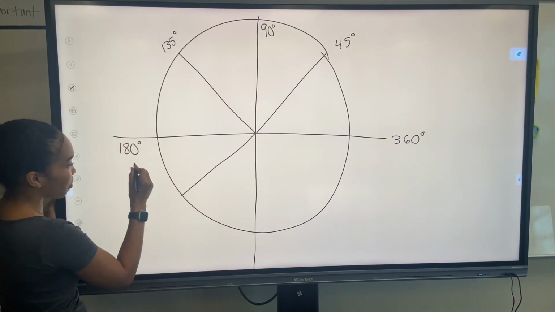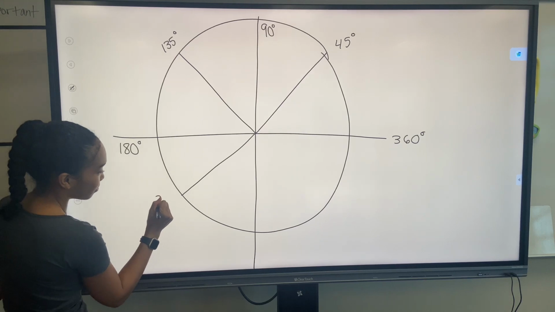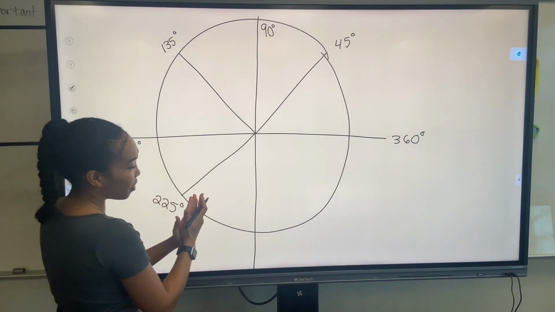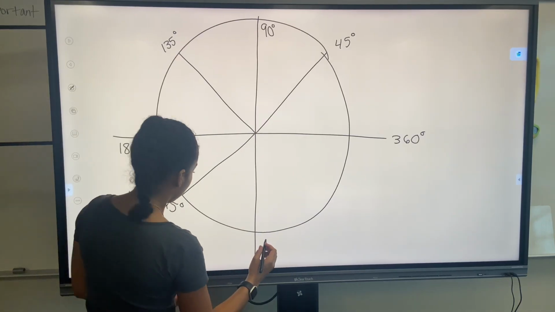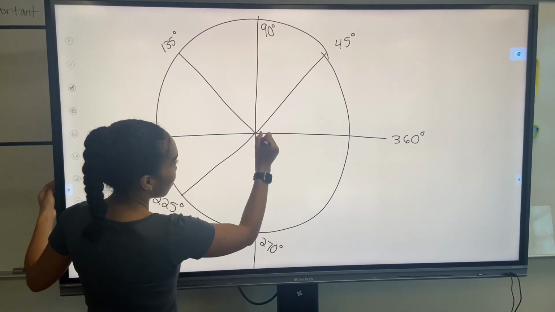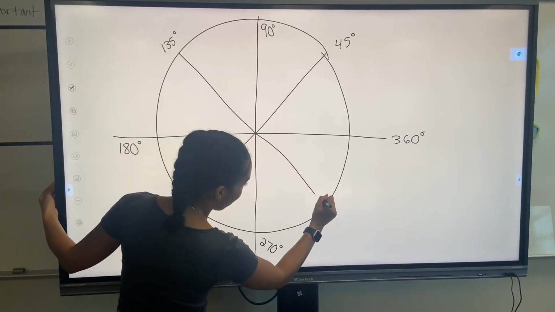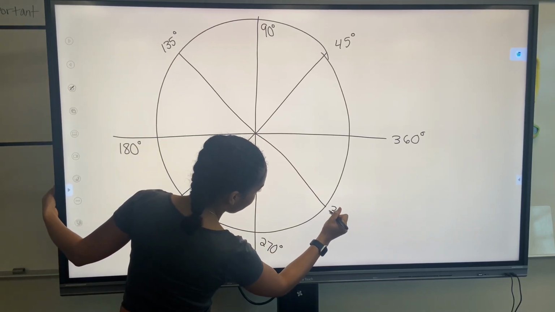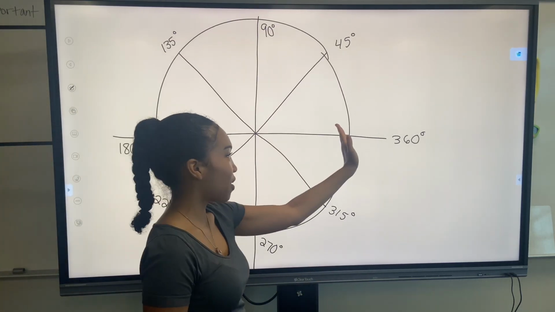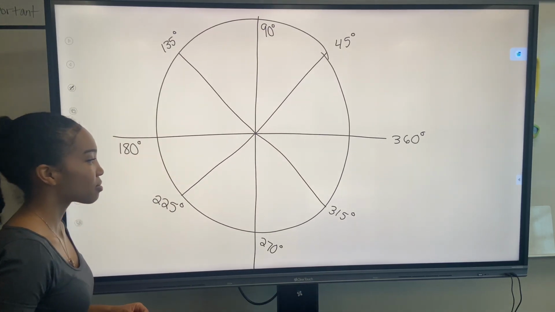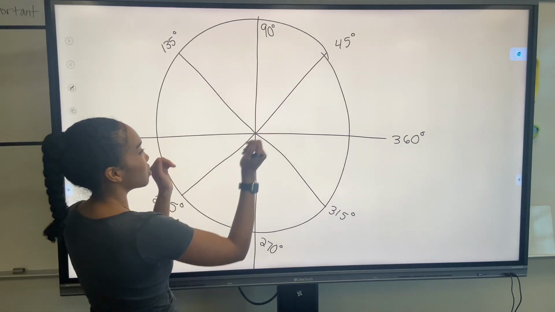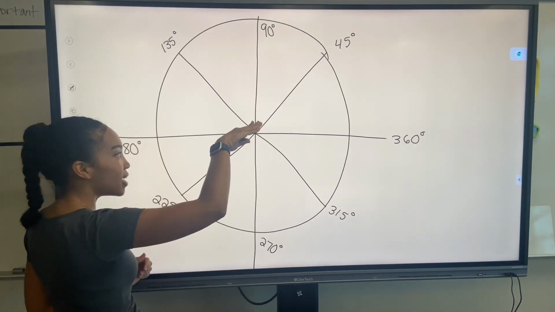What's 180 plus 45? And add another 45. What will it be? 270. And then add another 45. Where will we be? 315. And then if you add another 45, you'll be at 360. So I split 180 into 4 sections, or I split 360 into 8 sections.